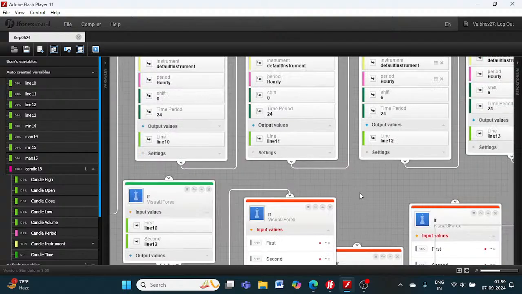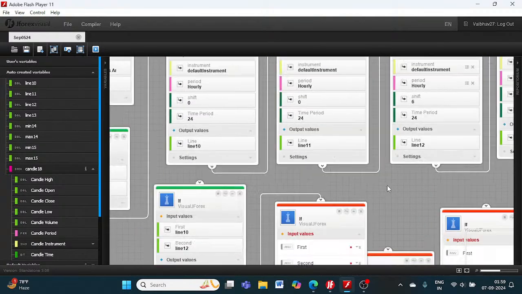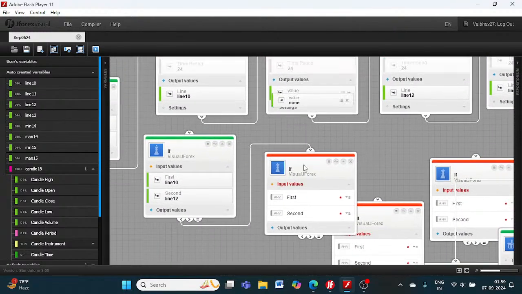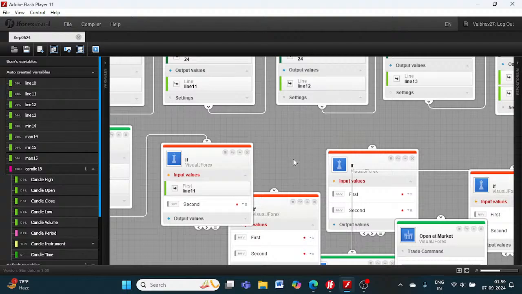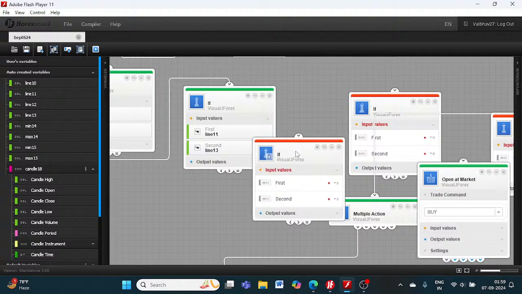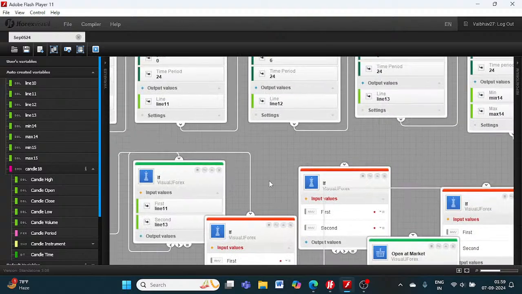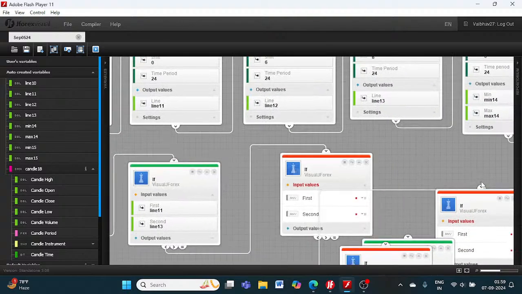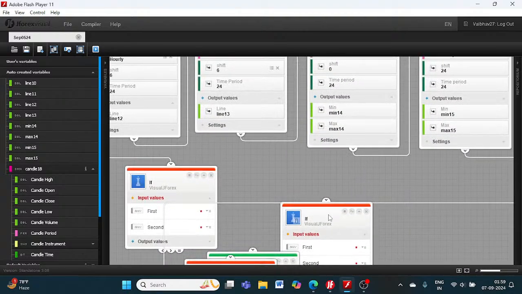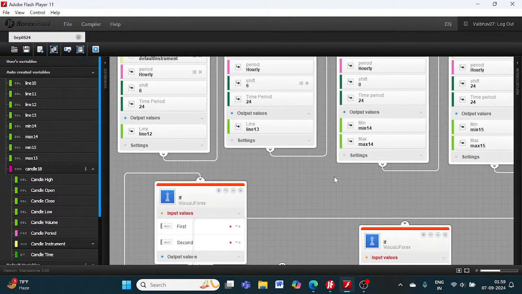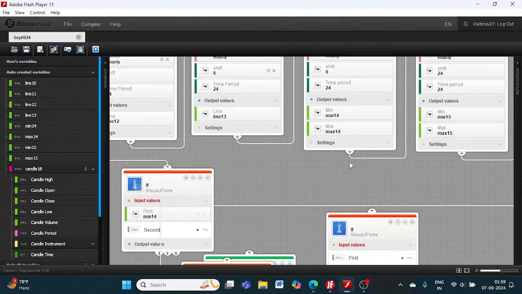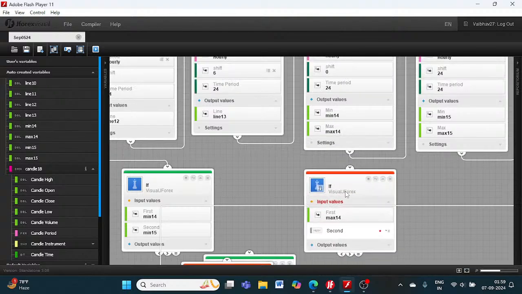And then we need the SMA of the low price to be below the SMA of the low price 6 hours back. So line 11 needs to be less than line 13. After this, the comparison of the minimum and maximum value needs to be done. So the current minimum needs to be below minimum value 24 hours back, and the current maximum needs to be below the maximum value 24 hours back.